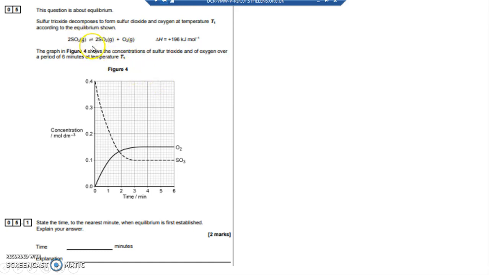What would happen if I added a catalyst? Nothing, because that would just speed up the forward and backward reactions to an equal amount. Equilibrium will be reached more quickly.